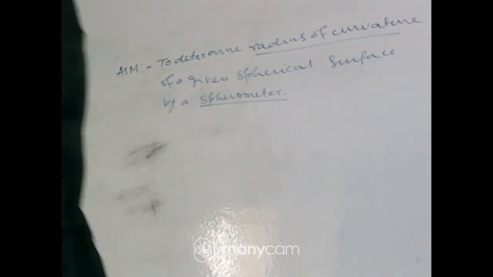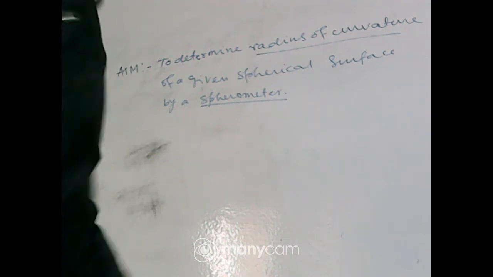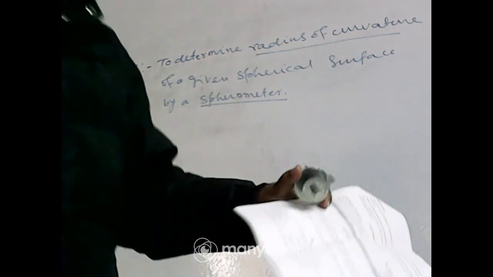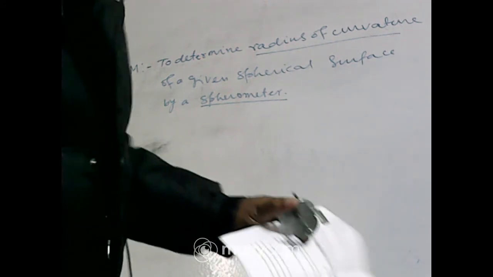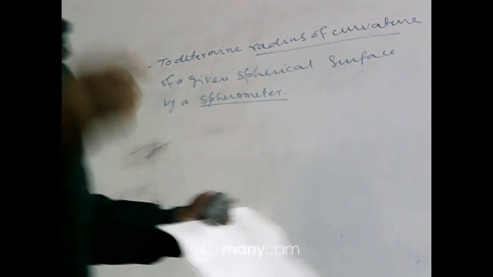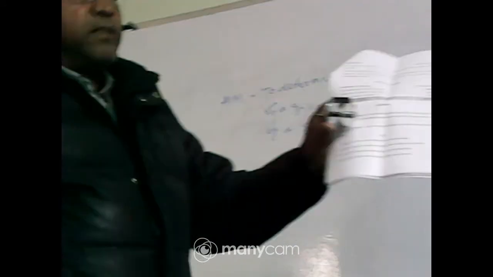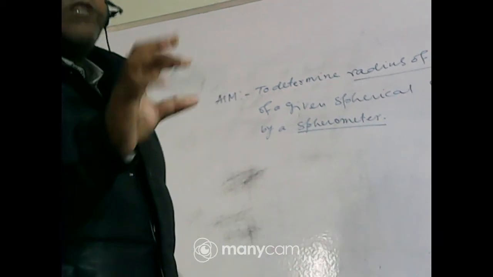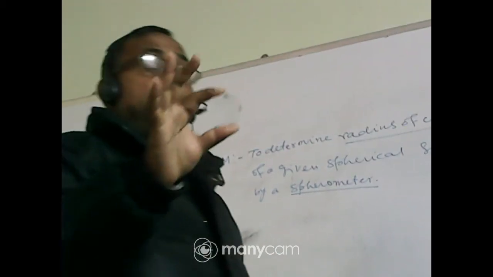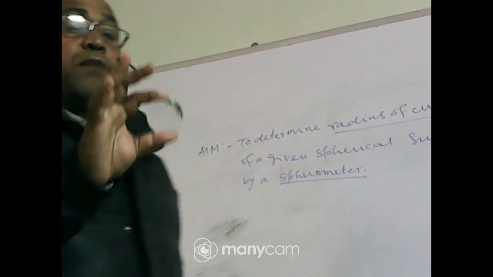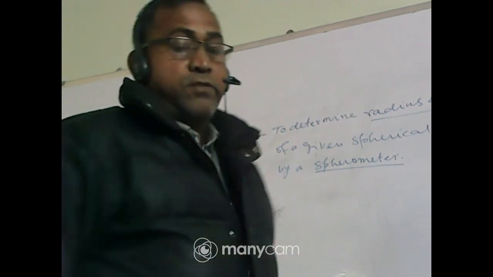So my dear students, you see here, this is the spherometer, and you find out the radius of curvature of a convex lens. Okay, radius of curvature. With the help of this instrument, the spherometer, you measure the radius of curvature of the spherical surface, means you calculate the radius of curvature of a convex lens. So how can we find out the radius of curvature of the convex lens?